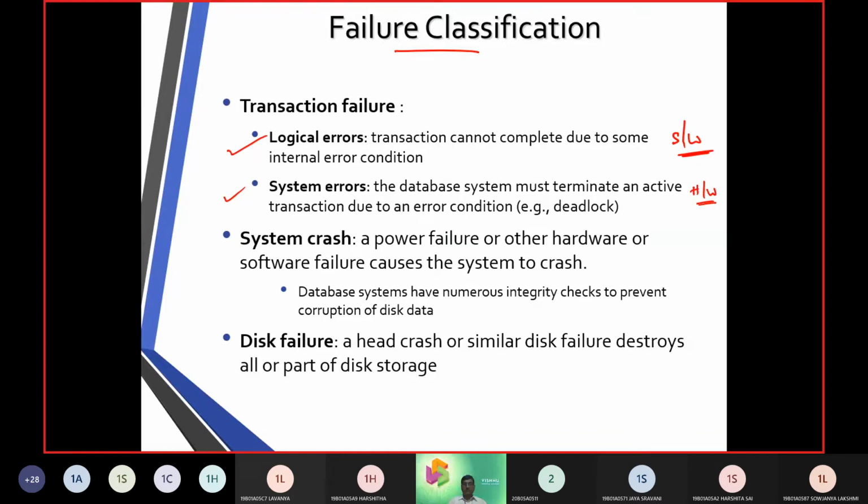When there is a failure of the hardware, we call it a system crash. Similarly, when we talk about disk failure, we assume that there is some problem in the disk and it is a total failure of the content.